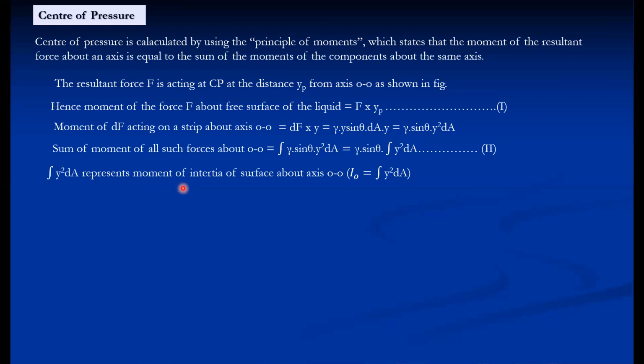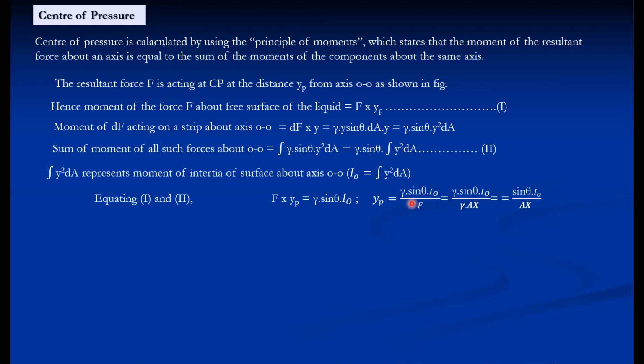So don't get confused between the types of moment of inertia. There are two types: mass moment of inertia and area moment of inertia. In this case, it is the area moment of inertia, that is, the moment of area about axis OO. This is called I_O. So by equating 1 and 2, F into Yp is equal to gamma sine theta into I_O. Instead of the integral y squared dA, we can put I_O.